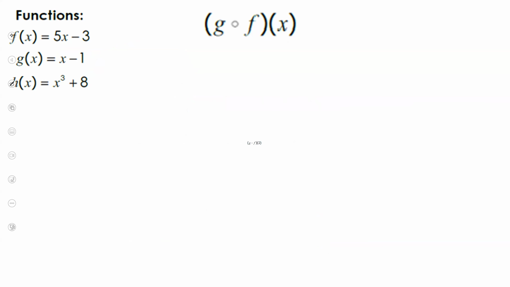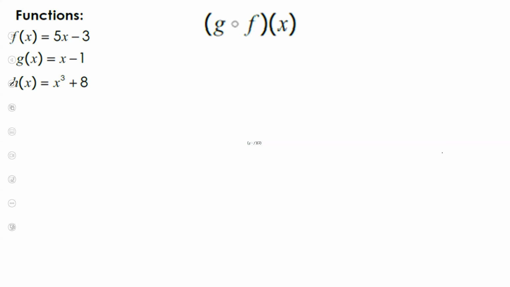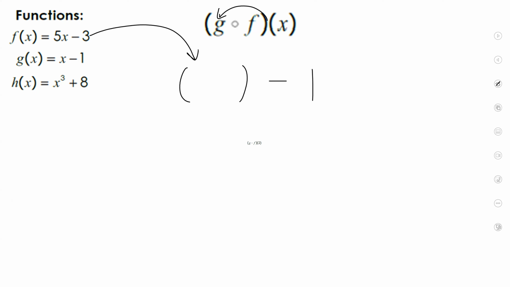Here's the next one. Check your answer, see if you did it correctly. We're putting f inside of g. So g is x minus 1. We're going to put f of x inside of that. So I'm going to put f of x inside. So this will turn into 5x minus 4. -3 minus 1 is -4.